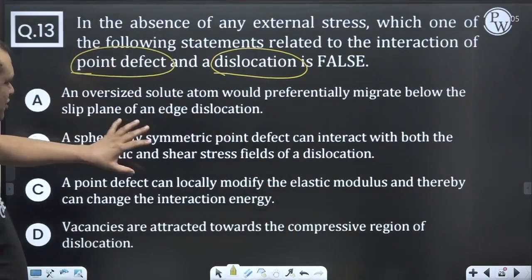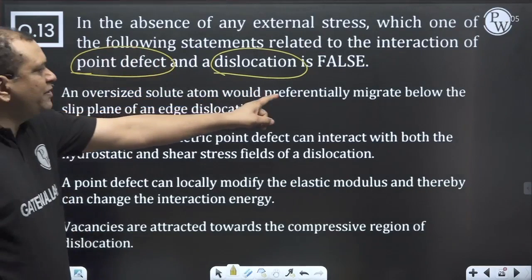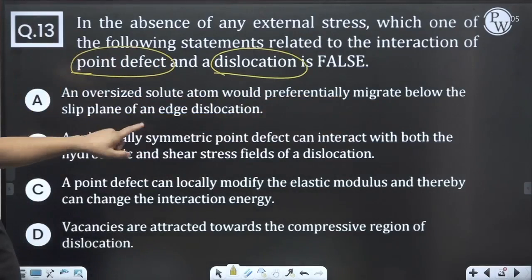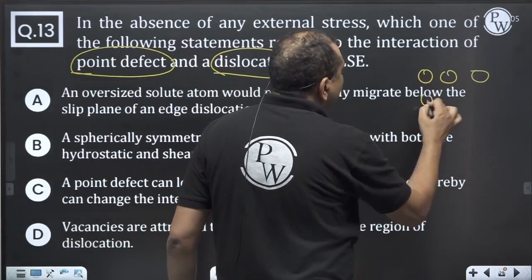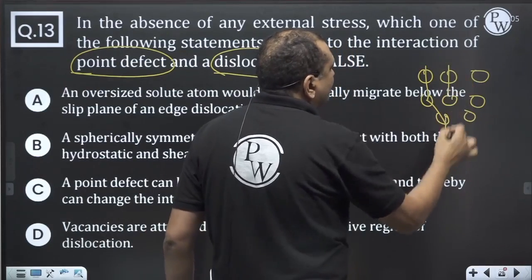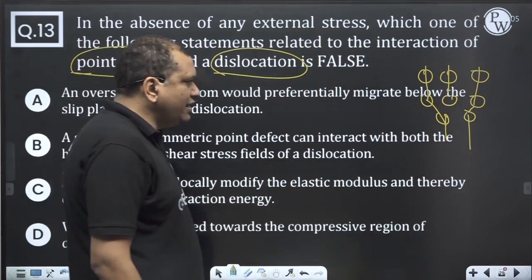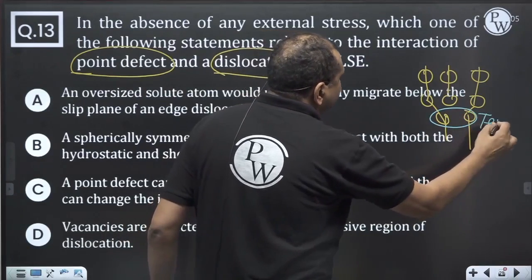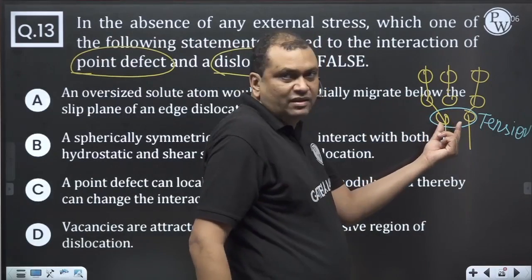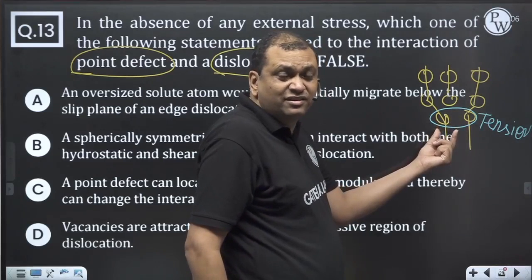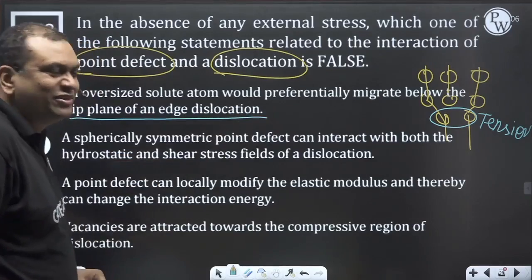So out of these 4, 1 is wrong, 3 are correct. An oversized solute atom would preferentially migrate below the slip plane of the edge dislocation. It's a correct statement. You know why? Suppose this is the dislocation. Now here, these atoms will be under tension. So because of overstretching, the interstitial voids will be slightly larger. So it will be below the slip plane of the edge dislocation. It's a correct statement.